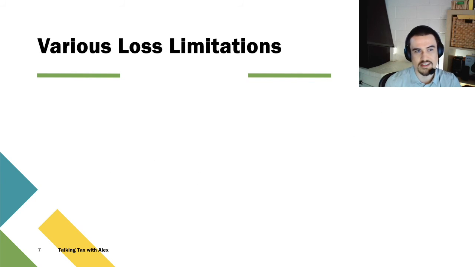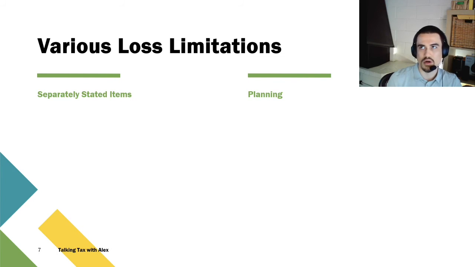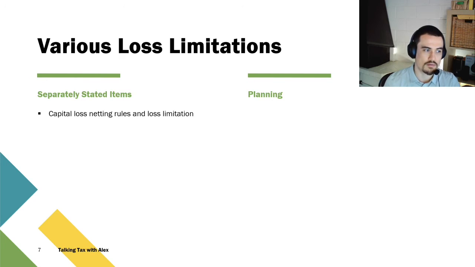There's also various loss limitations. This item's a little bit more statutory driven, but there's just a couple things that you have to be aware of. So, for example, capital loss netting rules and the loss limitations. Capital losses net against capital gains, and then you're limited on your capital losses per year. So either you have a capital loss carry forward and you can take $3,000 per year as ordinary loss, or you have to net it against your capital gains. So there's some extra rules here.